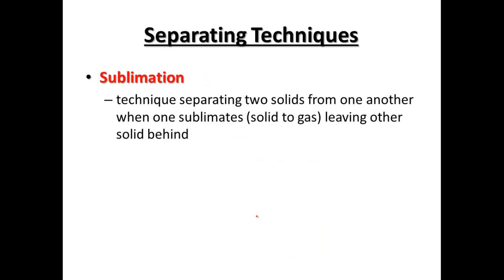Sublimation is another technique that we could see used. Our sublimation technique separates two solids from one another, when one substance is able to sublimate, changing its state of matter from a solid to a gas, while leaving the other solid behind. So if dry ice was mixed with another substance, the dry ice as it heated up would go right from a solid to a gas, leaving the other solid behind.